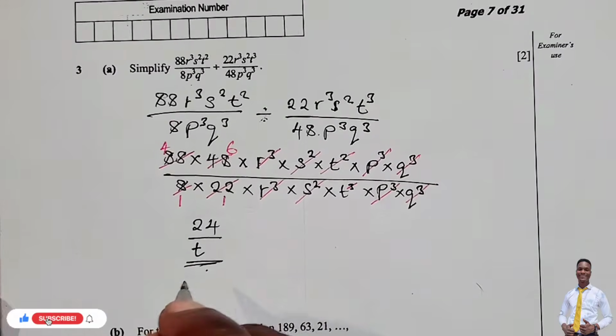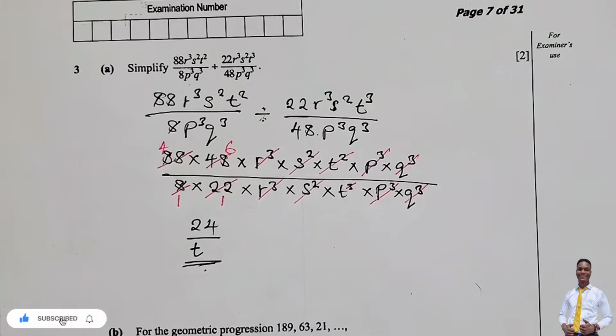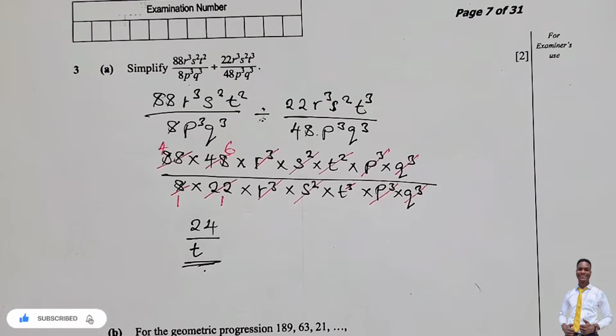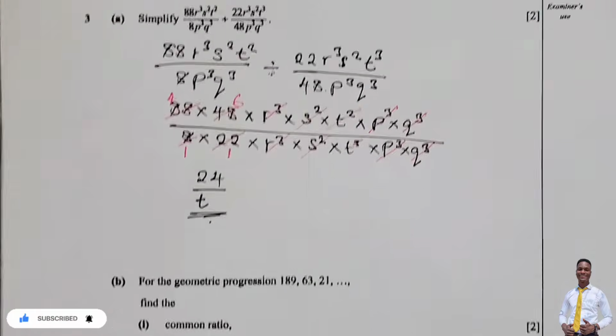Oh, this is the answer. 24 over t. Okay, 24 over t. That's our answer. Let's go to the next question.